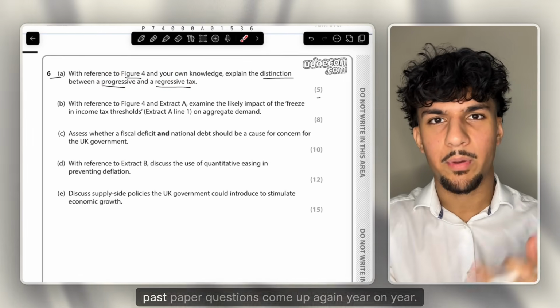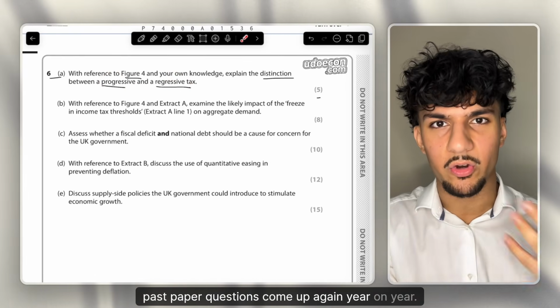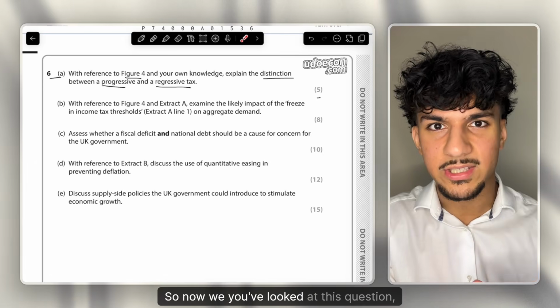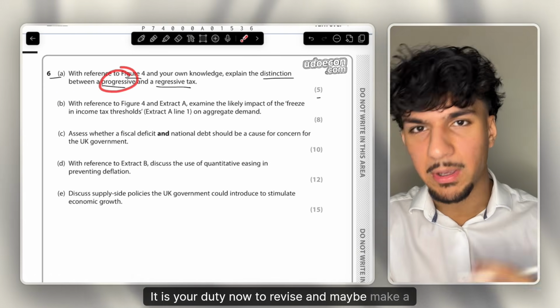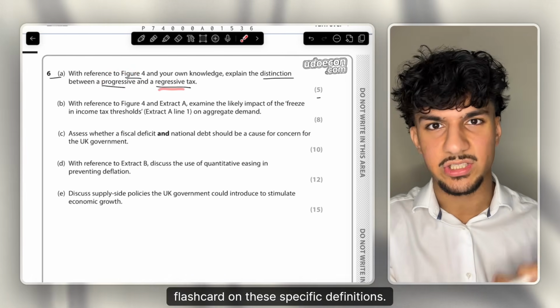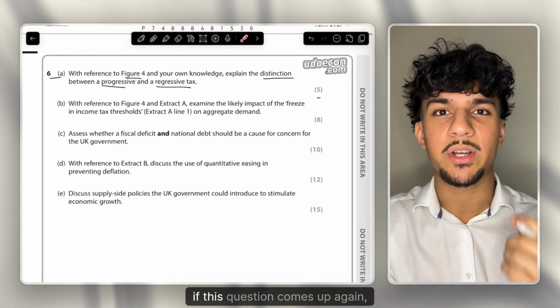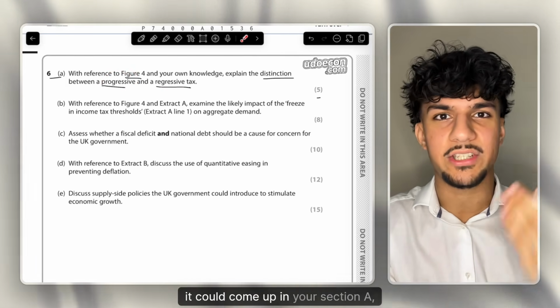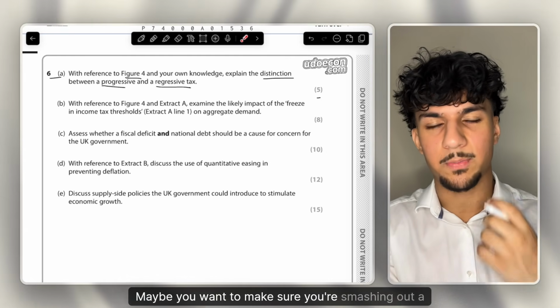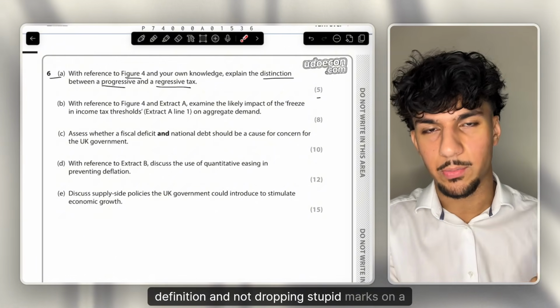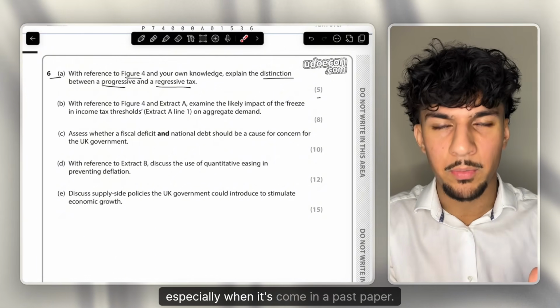But like I always say, past paper questions come up again year on year. So now you've looked at this question, it is your duty now to revise and maybe make a flashcard on these specific definitions I will give you, as if this question comes up again, it could come up in your section A, it could come up in section B, even section C maybe. You want to make sure you're smashing out that definition and not dropping stupid marks on a definition, especially when it's come in a past paper.